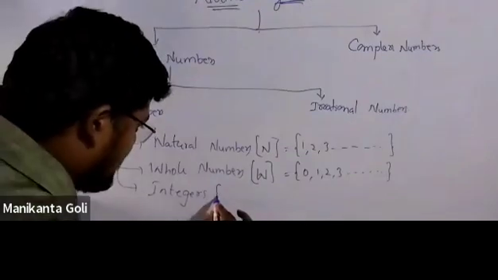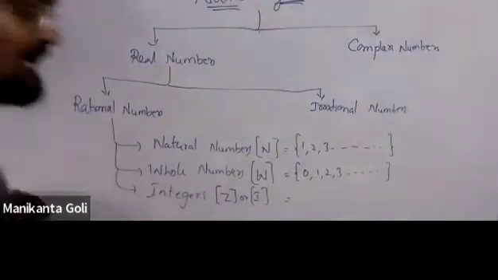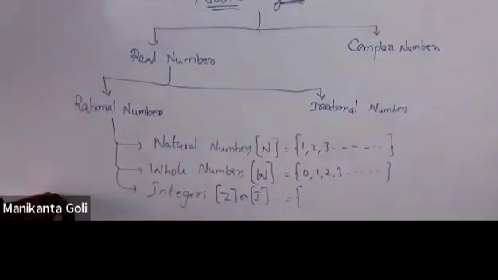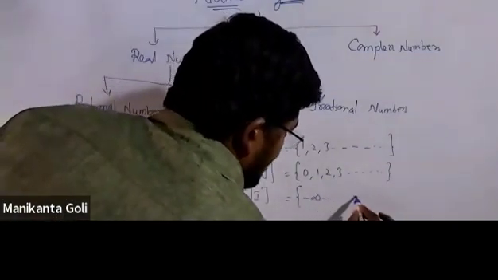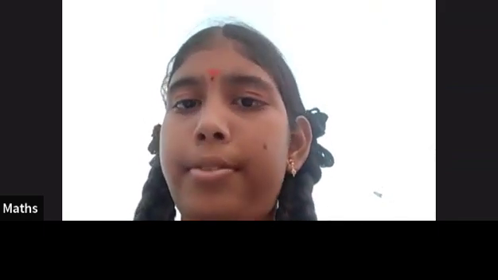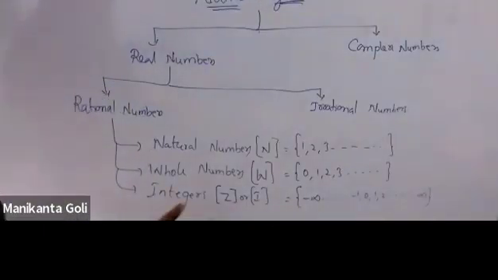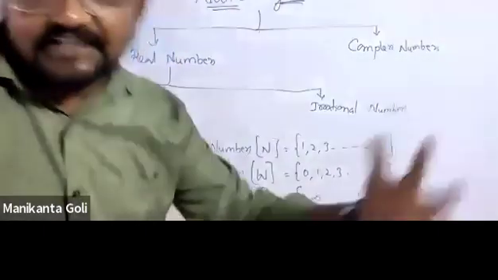Integers are denoted by Z or I. The group of these numbers is minus infinity to minus 1, 0, 1, 2 and plus infinity. These numbers, from minus infinity to plus infinity, are called integers.